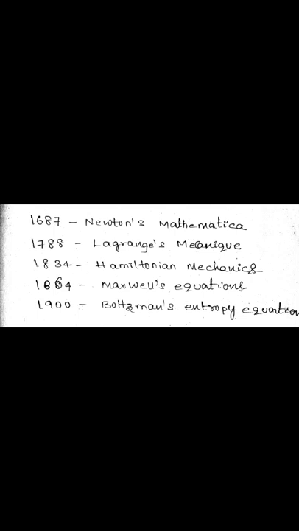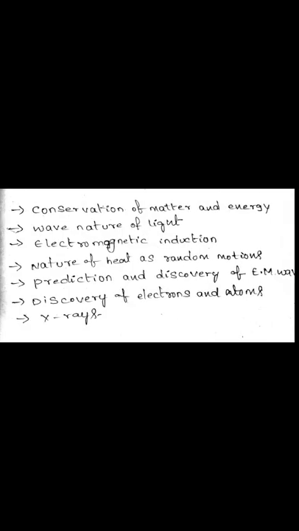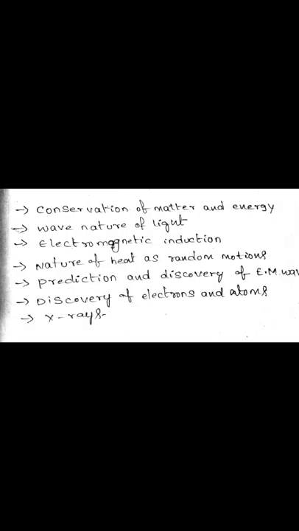But how did quantum mechanics begin? By the early 1900s, physics had already made great discoveries: conservation of matter and energy, the wave nature of light, electromagnetic radiation, electromagnetic induction, the nature of heat as random motion, prediction and discovery of electromagnetic waves, and discovery of electrons, atoms, and X-rays. These are the great discoveries.